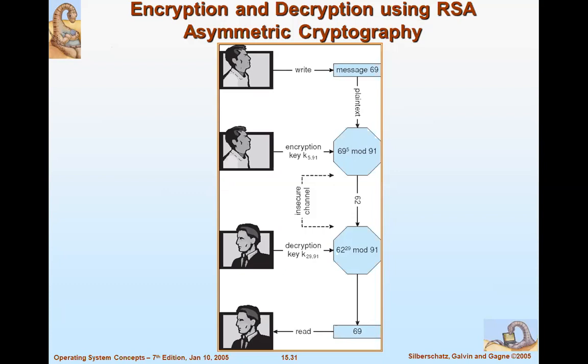So that's why 62 exponent 29 and the modulus is 91. And if you calculate 62 to the power 29 and then take modulus 91, it will give 69. So after decryption, you will get the original message, that is 69.